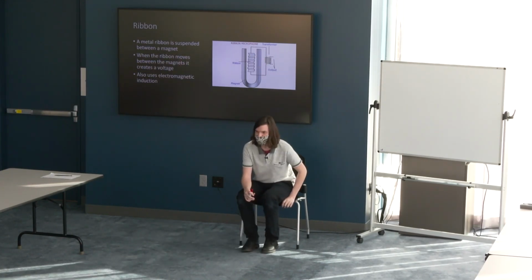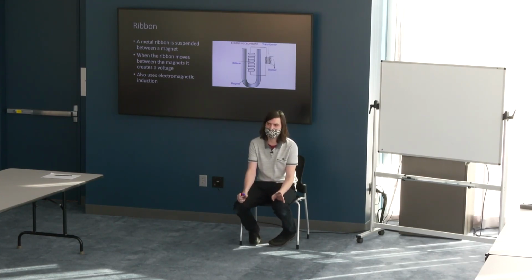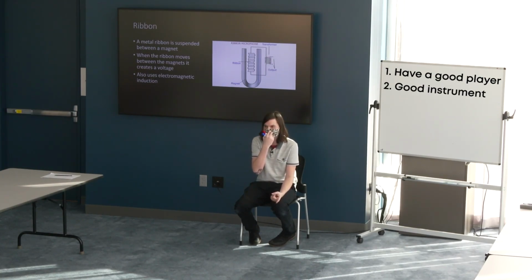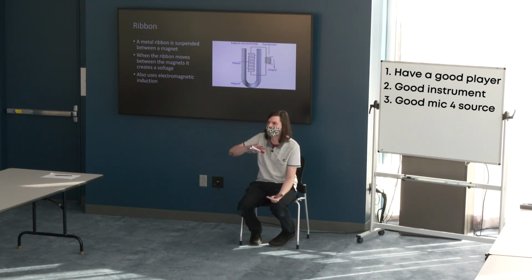To hint on that, I think there are 4 rules in recording that make a great recording. First of all, have a good player. That's kind of obvious. If you have a crappy player, your recording is going to sound like crap. Maybe have a good instrument too. A good player and a good instrument. And then after that, a good mic. And when I say good mic, I don't mean an expensive mic. I mean a good mic for the source, like a ribbon mic or dynamic mic or condenser mic.